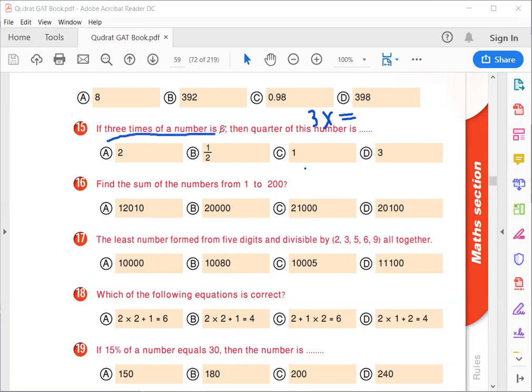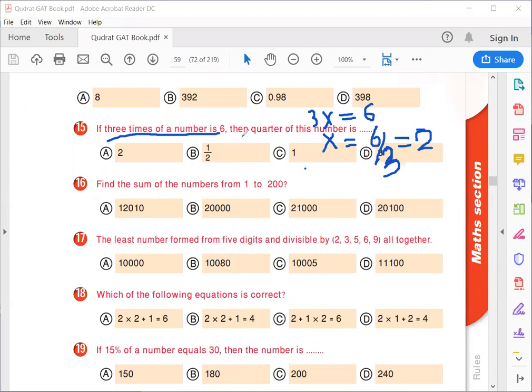3 times the number is 6. 3x equals 6. Then we find the number. X, how much? What is the answer for x? Can you help me? Divided by 3, sorry. 6 divided by 3, then the answer is what? It is 2, right?